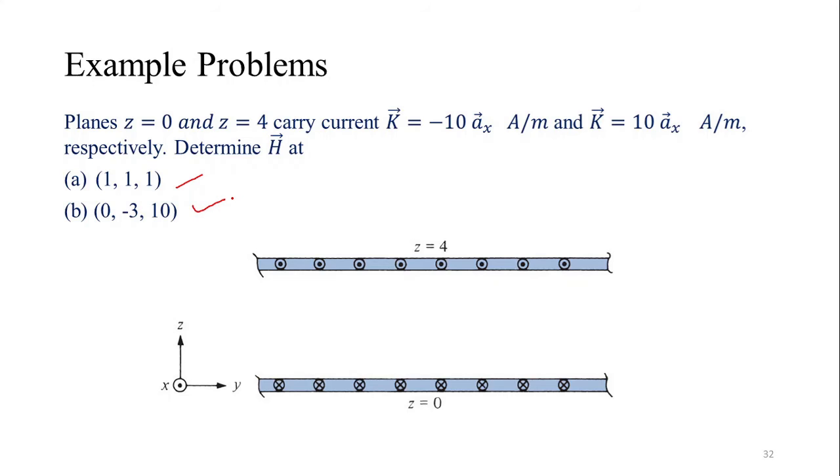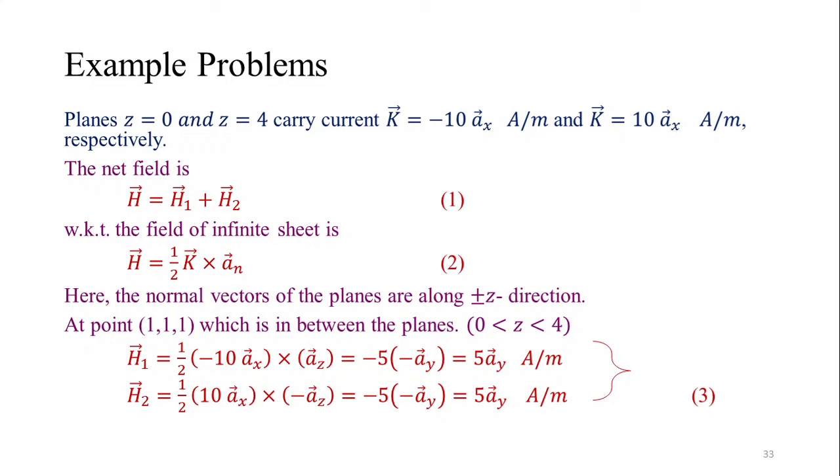As per the previous derivation, the field due to an infinite sheet is H vector equal to half of K cross a_n, where a_n is the normal vector, which may be along positive z or negative z depending on the point of observation. Now the net field at the observation point, H vector, is equal to H1 plus H2, where H1 is due to the plane at z equal 0 and H2 is due to the plane at z equal to 4.